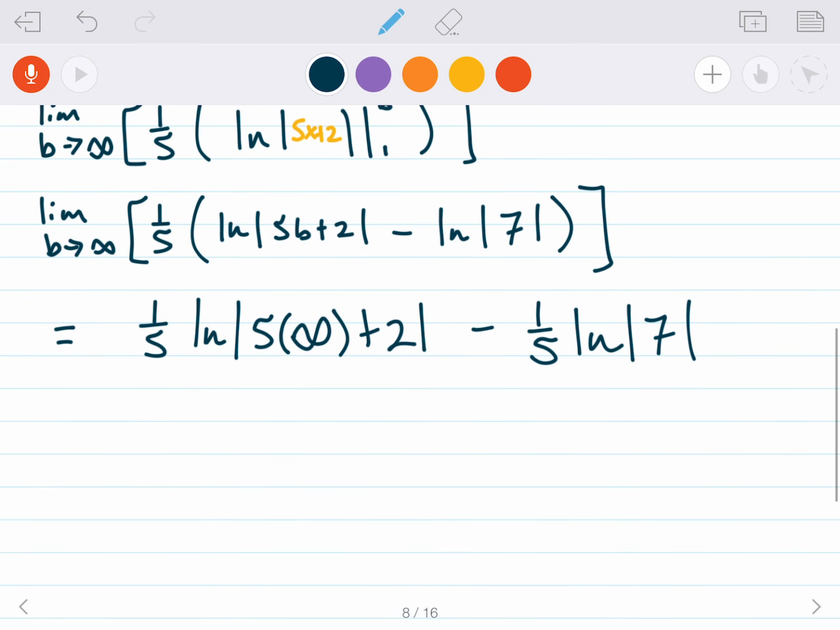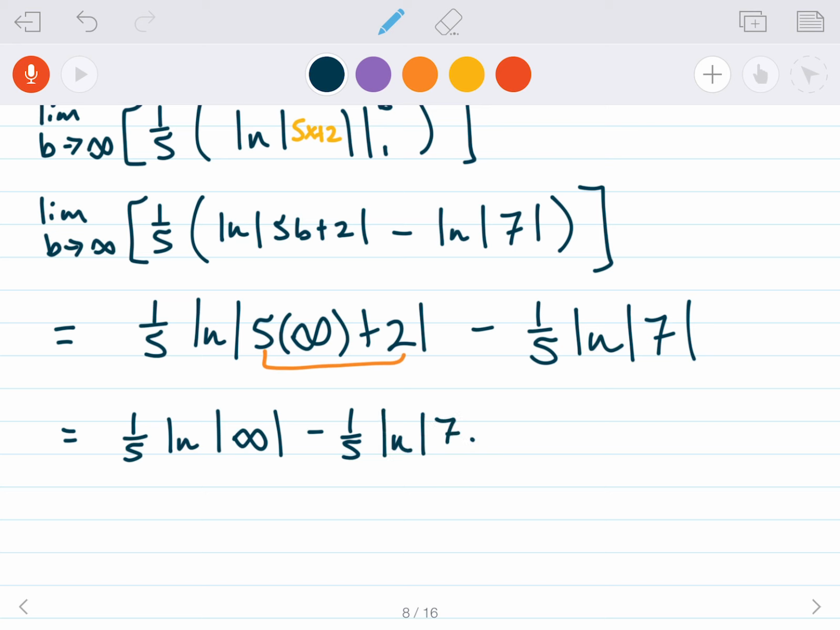All right, so clearly anything times infinity is infinity. This whole thing goes to infinity. So this is a 5th ln of infinity minus a 5th ln of 7.